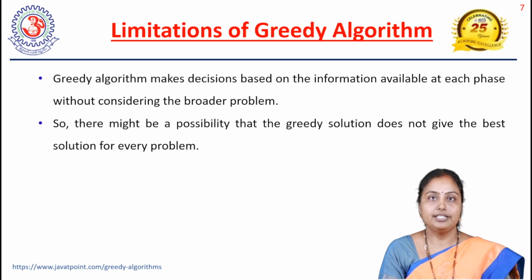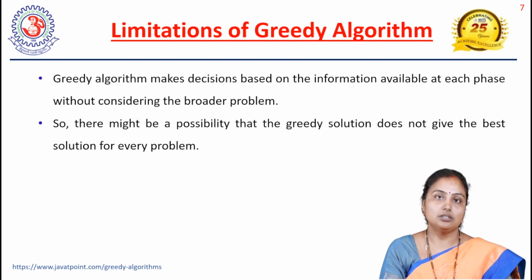So there are limitations for this greedy algorithm also. This algorithm makes decisions based on the information available at this current phase, but it won't consider the broader problem. So this may lead, for example, we considered one solution is the global solution based on the greedy algorithm, but in some cases it may not be the global solution. It may be some local solution. This is the main limitation in greedy algorithm. So it may not give a correct solution. That means the optimal solution or best solution in every problem. This is the limitations of greedy algorithm.